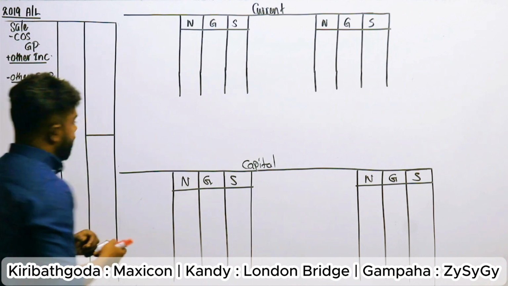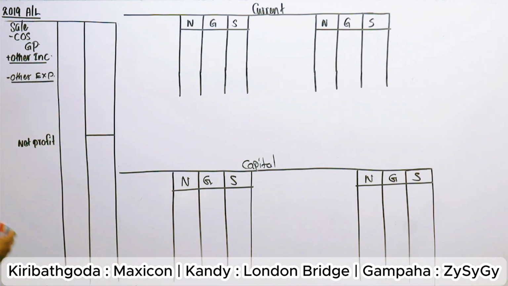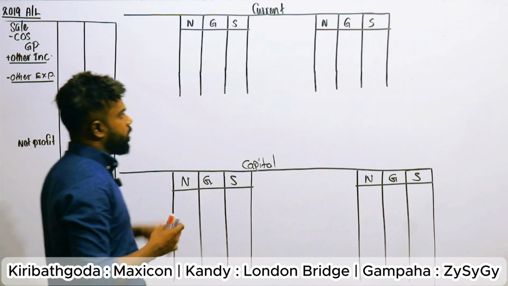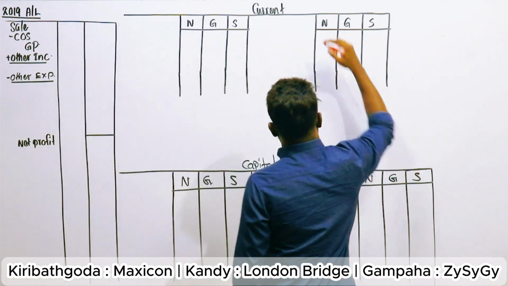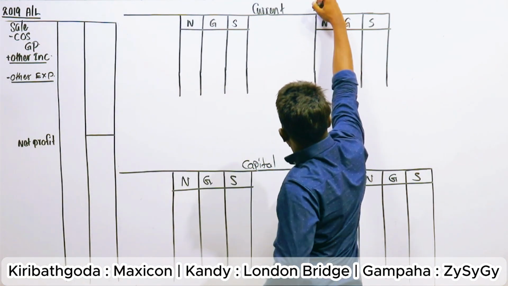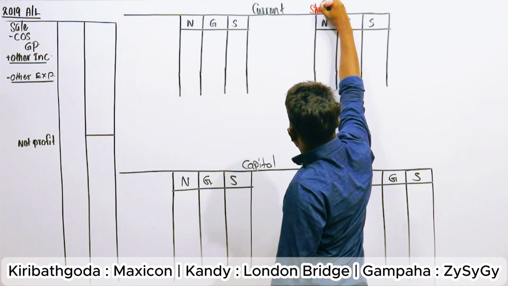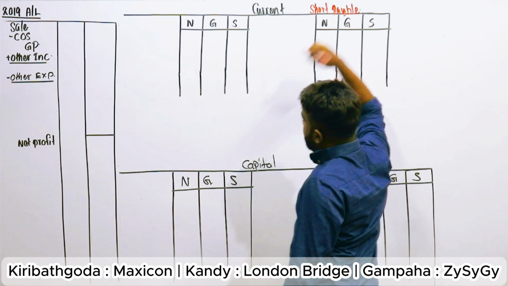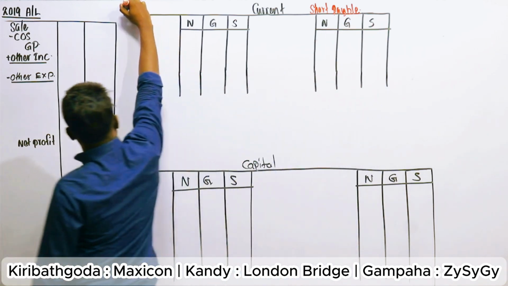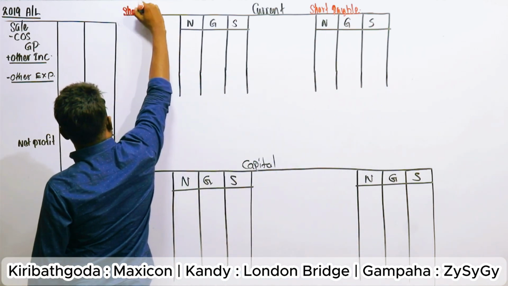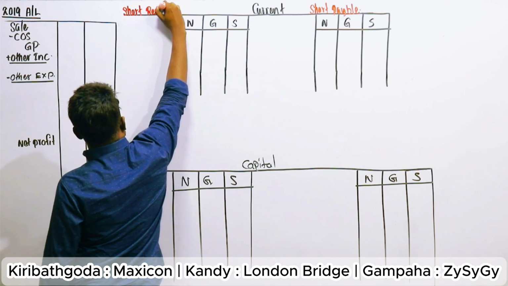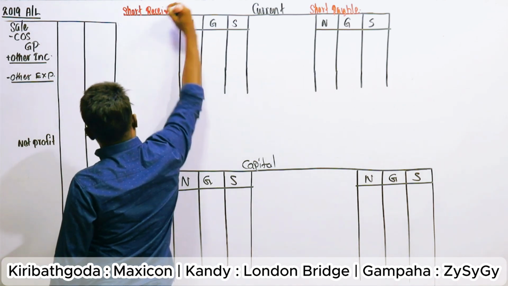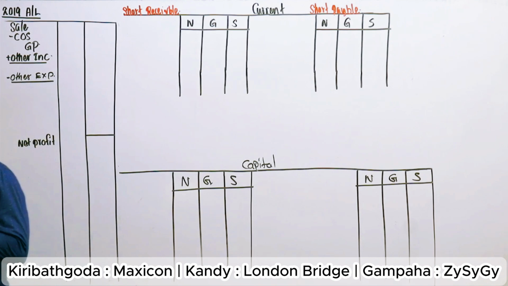The 2019 annual question. So, the income statement, capital account and current account. Normally short term payables to partner should be credited to current account. Short term receivable should be debited to current account.